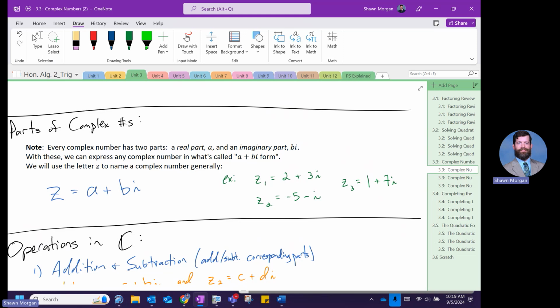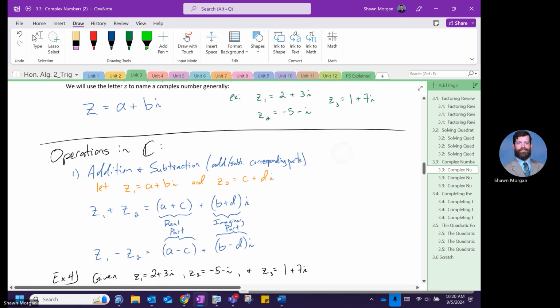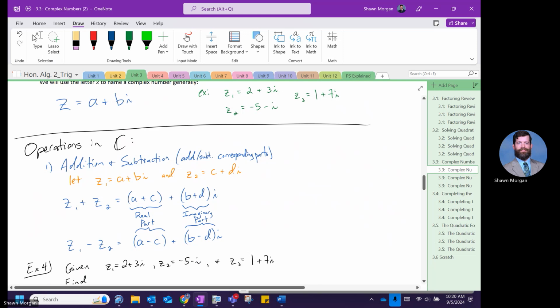That way I could say, hey, Eli, I'd like for you to add Z1 plus Z2. And it's way shorter to write that out. What we're going to talk about is that with addition and subtraction, all you have to do is add the real parts and add the imaginary parts. So if Z1 is your first number, Z2 is your second number, and I say, boys, I'd like to add Z1 plus Z2, we'll just do the real part plus the real part and the imaginary part plus the imaginary part. It's just that simple. And similarly with subtraction, you're subtracting the real parts and you're subtracting the imaginary parts.